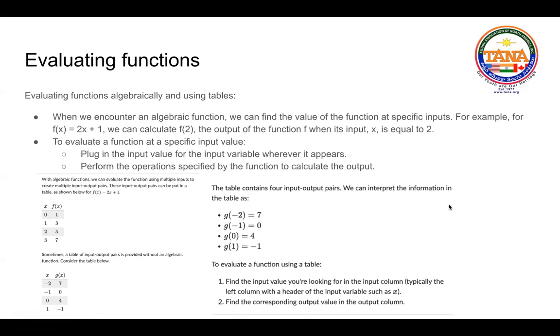The table contains 4 input output pairs, and we can interpret the table as there. To evaluate a function using a table, you find the input value you're looking at in the input column, typically the left column with the header of an input variable like x or z or y. And you find the corresponding output value in the output column, which is like g of x, h of x, f of x, stuff like that.